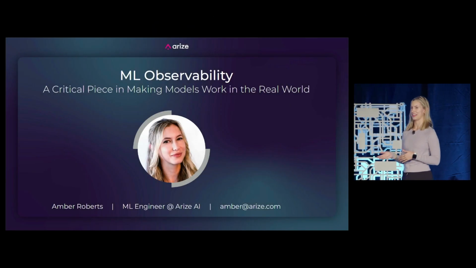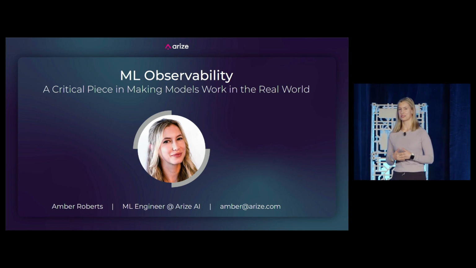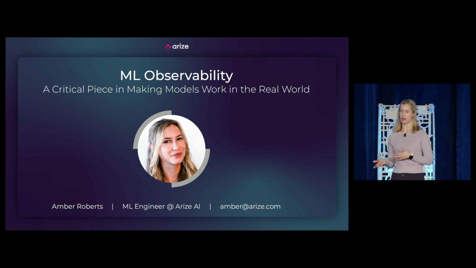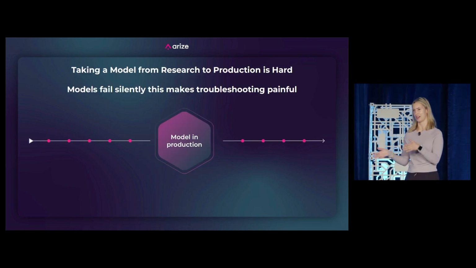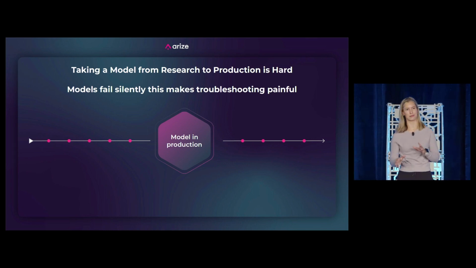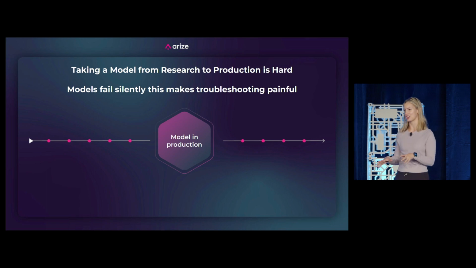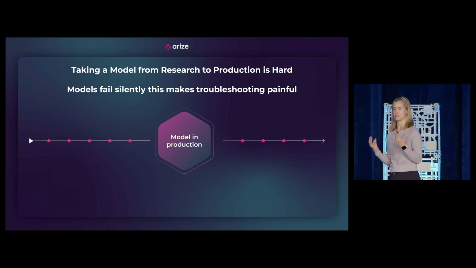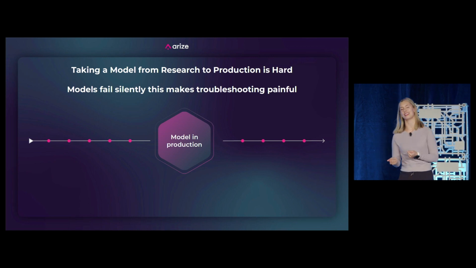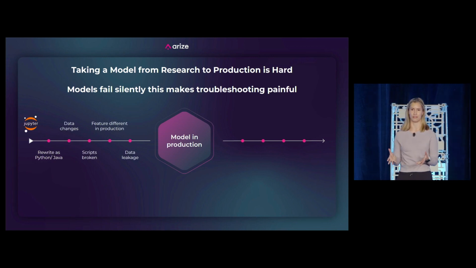I'm going to be talking to you today about ML observability, which is a critical piece in making your models work in the real world. Oftentimes when we're trying to take a model from the research stage to production, we know it's difficult. You can do everything right at the beginning. You could do experimentation. Everything can be going as planned until you put it into production. And that's why these models fail silently, and it makes troubleshooting them extremely painful.